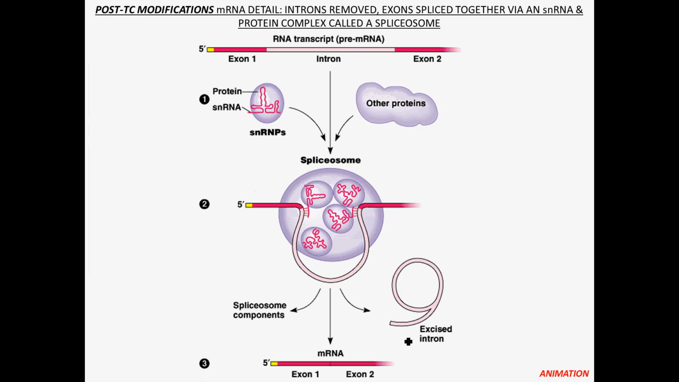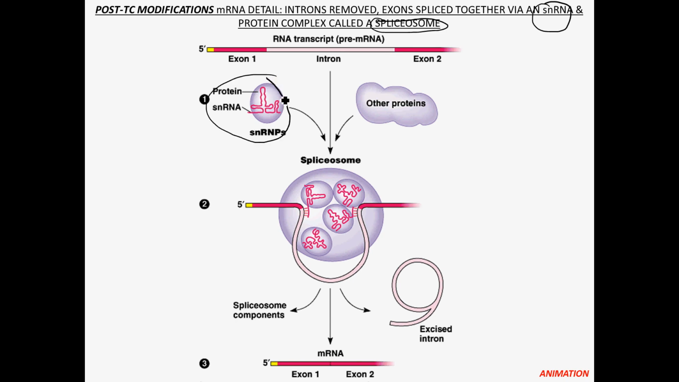Do take a look at this animation down here. So a little bit more about how those introns get removed. In a little bit more detail here, the introns are removed and the exons spliced together via something called an snRNA and a protein complex that is called a spliceosome. So a spliceosome is a body that's going to be splicing. So what is this thing here? This is a spliceosome here.